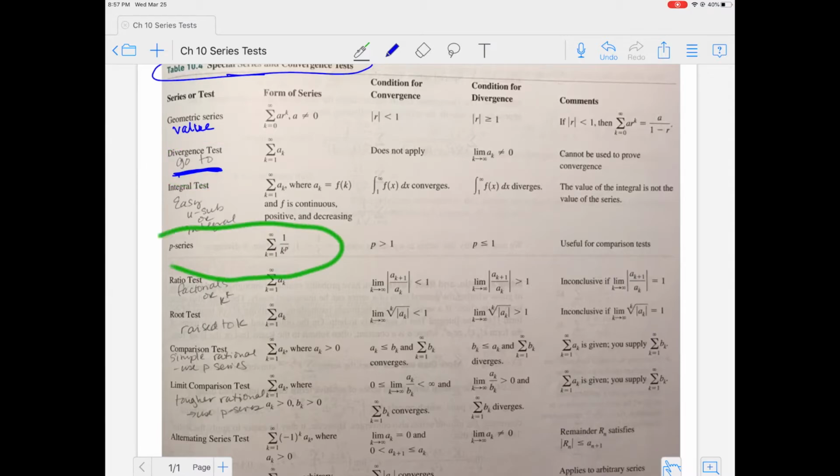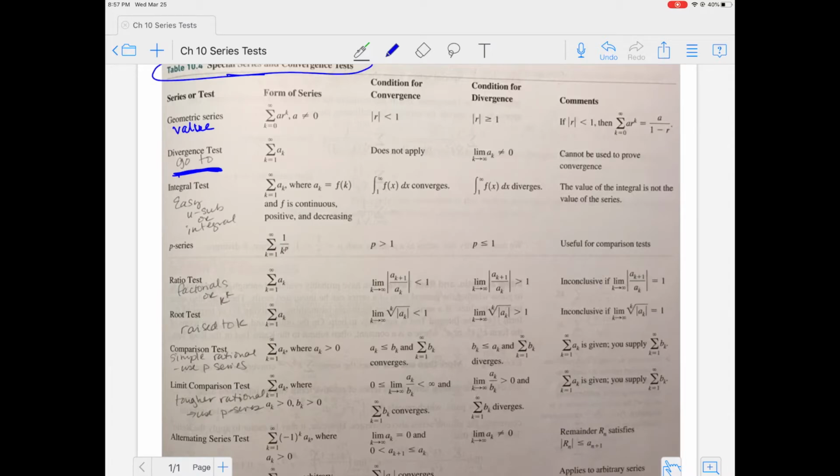P-series is visually obvious, right? Ratio test, you are looking for factorials or that k to the k. Your root test is raised to the k. So these two are also defining characteristics, right?